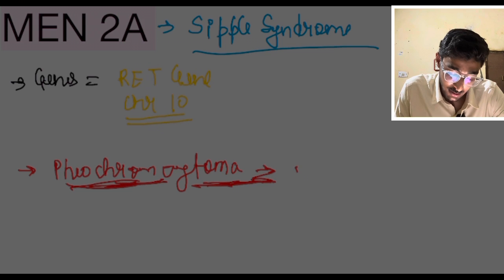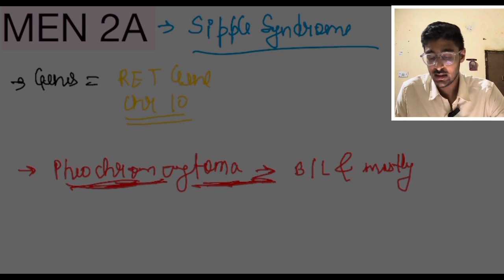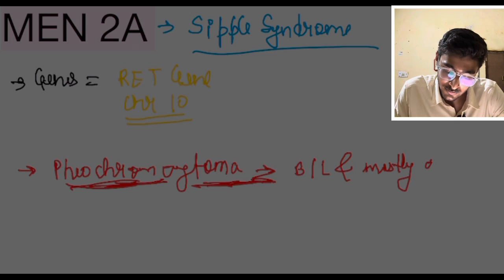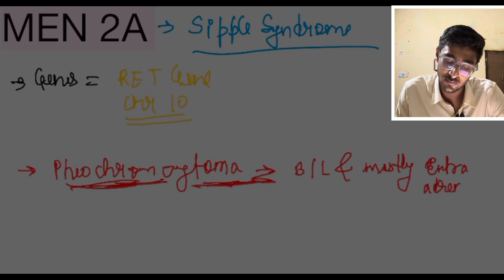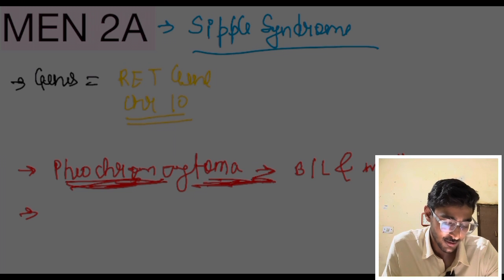But the presentation in MEN 2A syndrome will be bilateral and mostly extra-adrenal, which means that this tumor will be found outside of the adrenal gland. Extra-adrenal. We all know that pheochromocytoma arises from chromaffin cells.